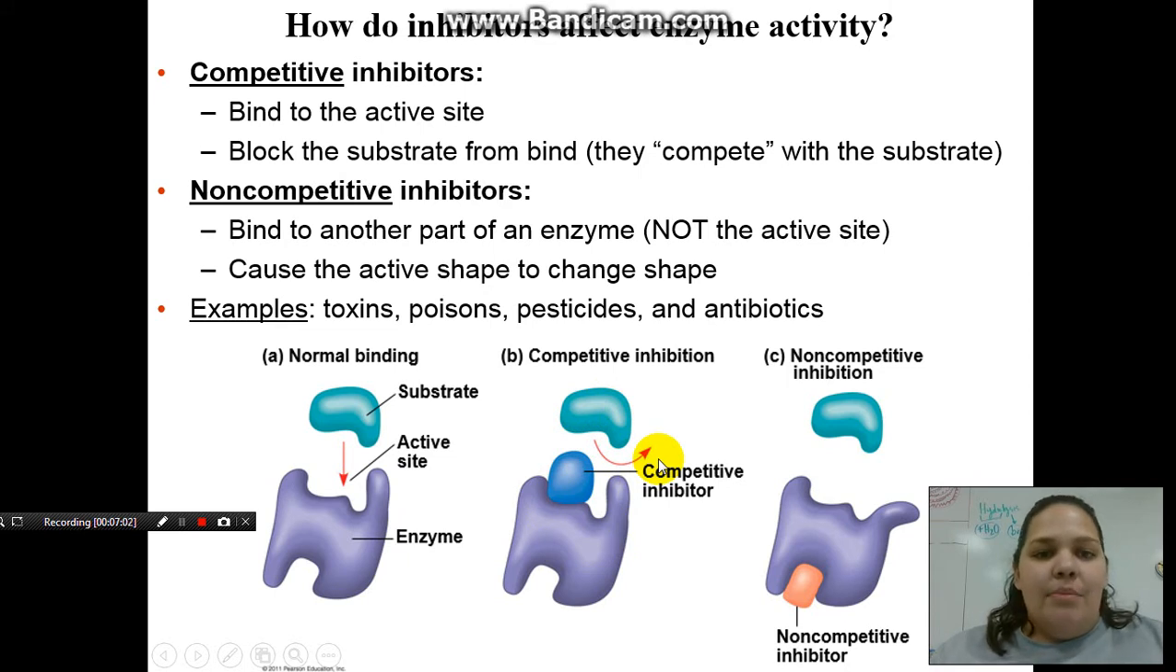We have non-competitive inhibitors that will go ahead and change the active site. Examples of these are toxins or poisons, antibiotics, and pesticides. They'll go ahead and do that. That's why you have to be careful that you don't get it into your eyes or accidentally digest it.